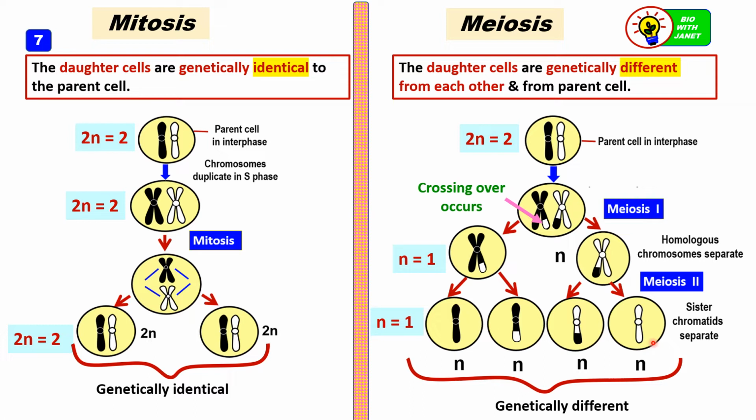So in the end, when the homologous chromosomes separate and the sister chromatids separate, we will get the gametes formed, which are the daughter cells, that are genetically different from each other due to the process of crossing over. Okay, so there is a new combination of genes in this chromosome, a new combination of genes in this chromosome, which is different from the other two.